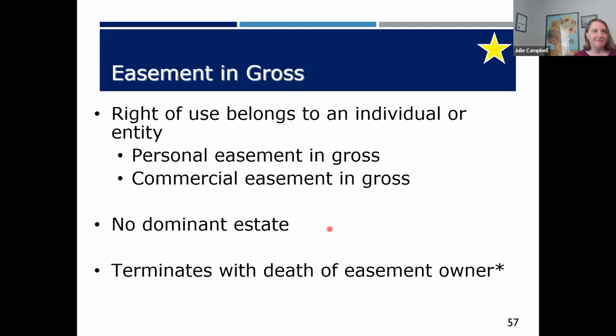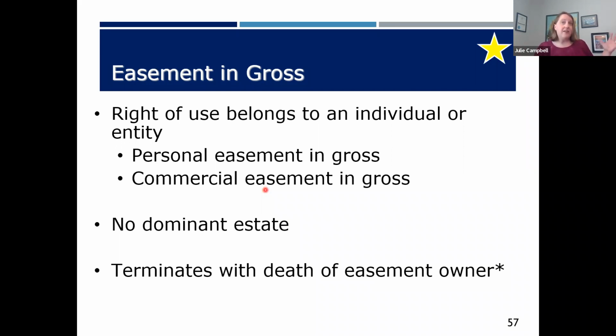It's not appurtenant. It doesn't automatically run with the land. So let's say Duke Power Company goes up for sale. Duke Power Company announces we're going to sell. The new owner, whoever the new power company is, doesn't automatically have permission. They don't automatically have this commercial easement in gross.